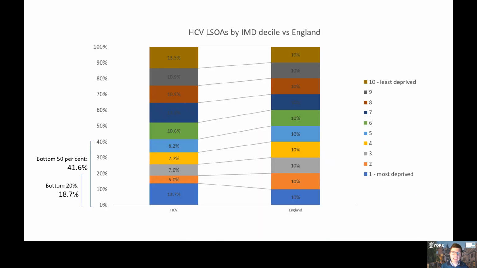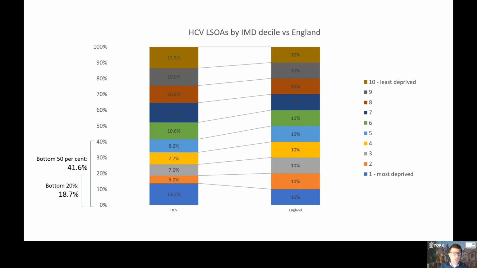We could also look at this data from a different lens and think about what proportion of our small areas are in each decile. The England bar chart on the right shows that an even proportion, 10%, are in each decile, as you might expect. And of course, in Humber, Coast and Vale, it's slightly different. So if we're thinking about the lowest decile, as I've noted, we've got a higher number, higher than 10% of our population are in that decile.